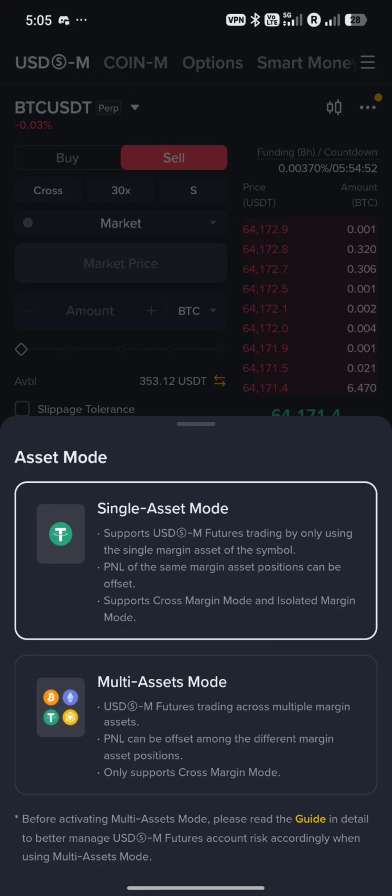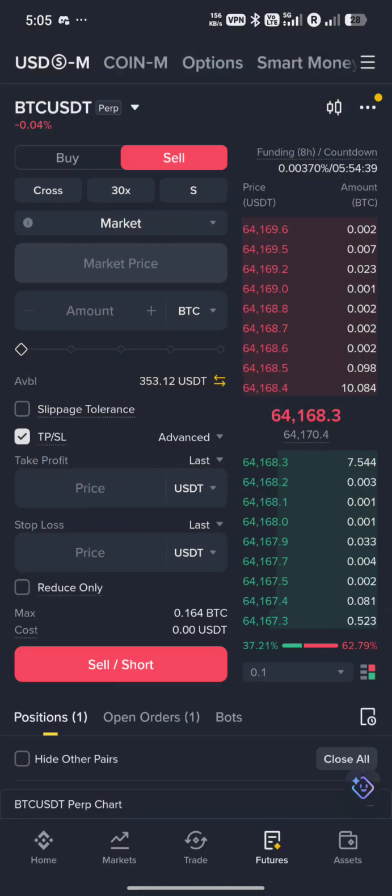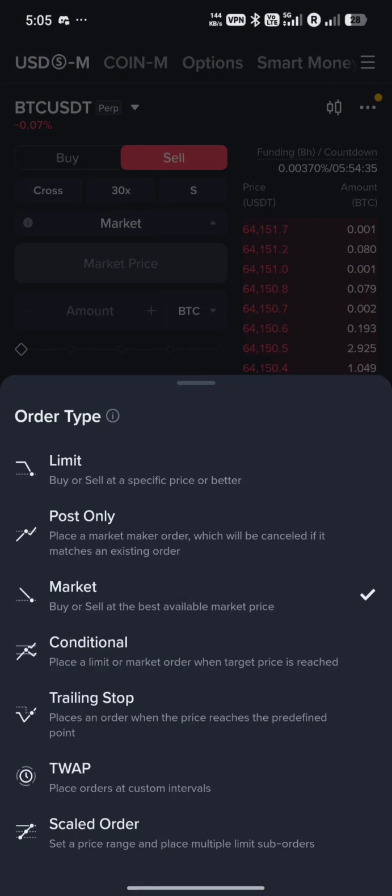So that's for that. Then this one is a single asset mode and multi-asset mode. So I would say just put on single asset mode, don't bother yourself, just to have simplicity, just put it at single asset mode. Then we have market, we have limit, we have conditional.